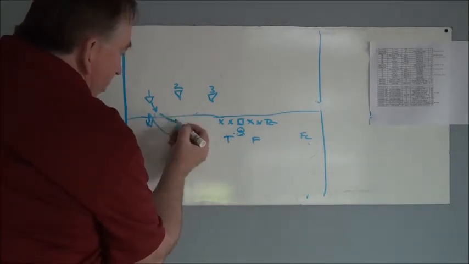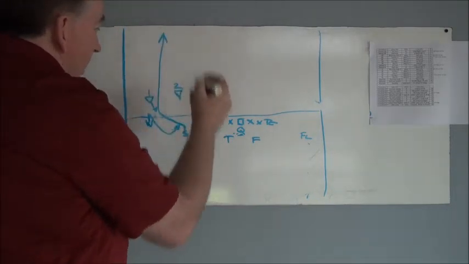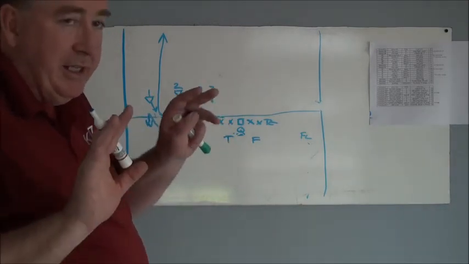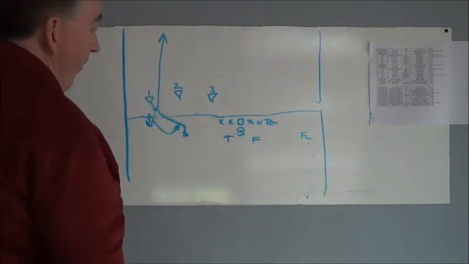When he crosses the line of scrimmage, 1 step across, he's going to rail. He's going to go out as though to block. He's going to make eye contact, get his hands up as though he's going to block that corner, and then he's going to turn and go upfield.